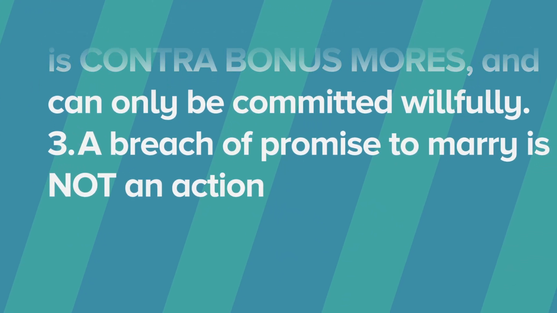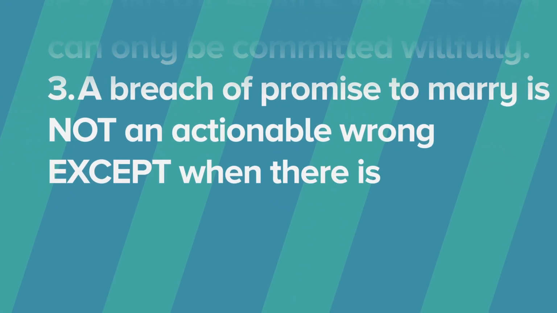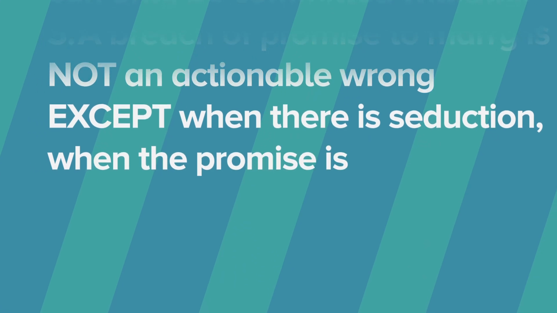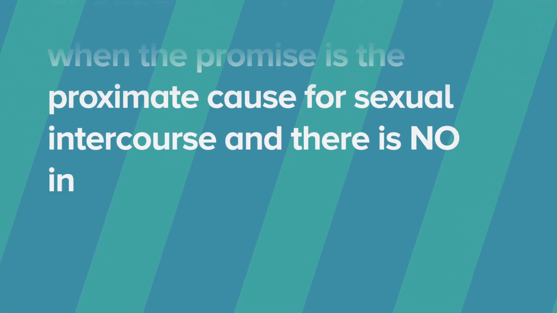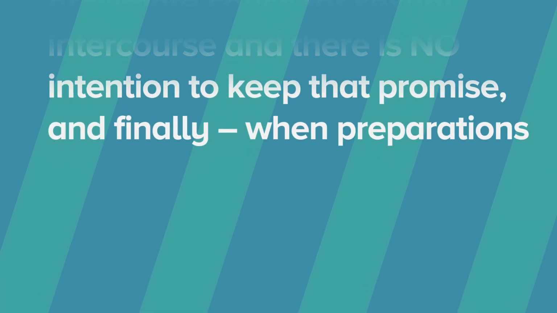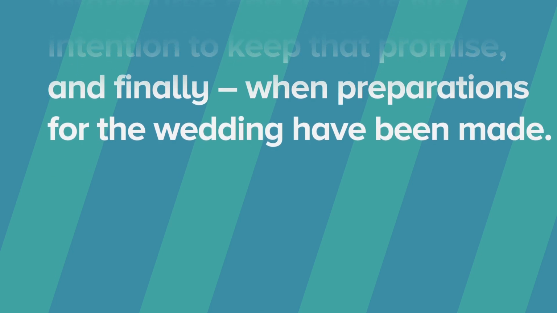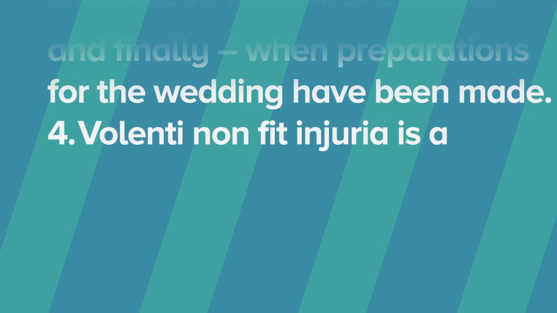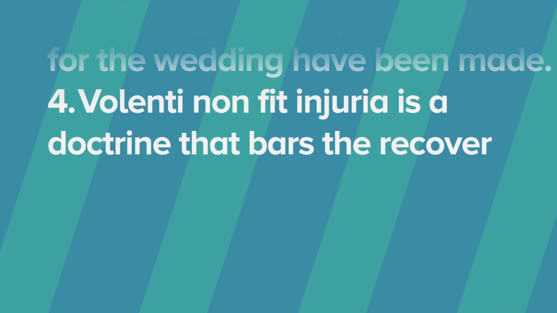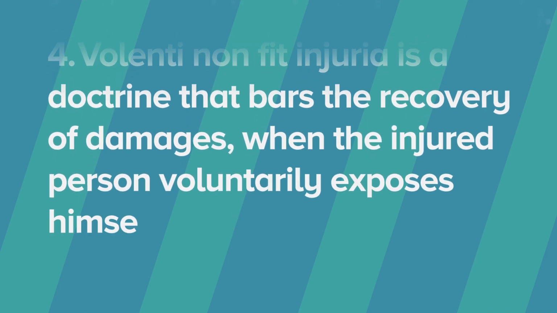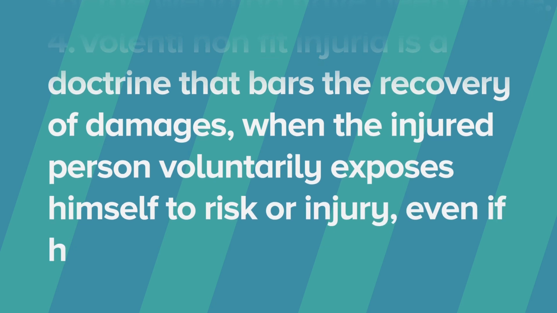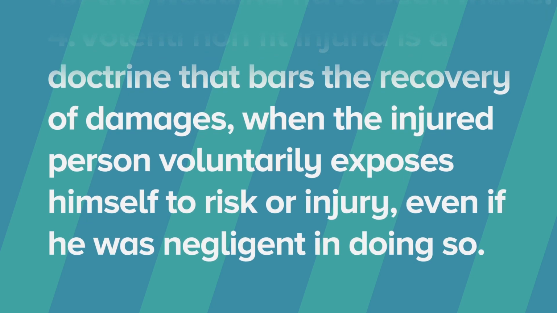3. A breach of promise to marry is not an actionable wrong except when there is seduction, when the promise is the proximate cause for sexual intercourse and there is no intention to keep that promise. And finally, when preparations for the wedding have been made. 4. Volenti non-fit injuria is a doctrine that bars the recovery of damages when the injured person voluntarily exposes himself to risk or injury, even if he was negligent in doing so.